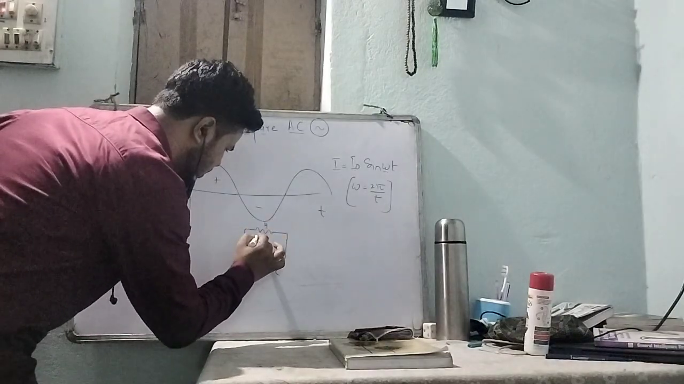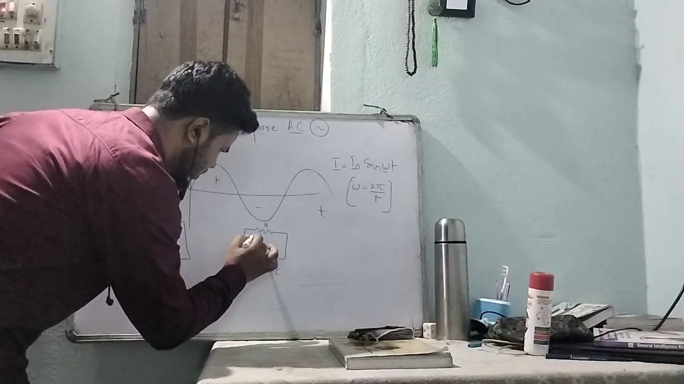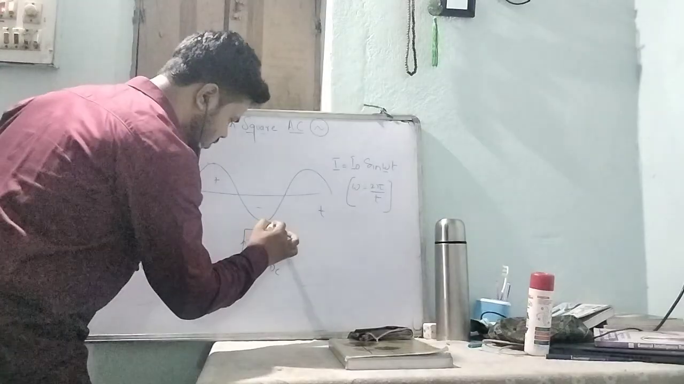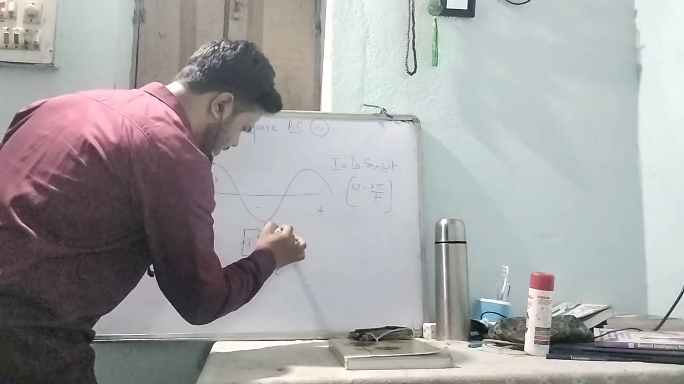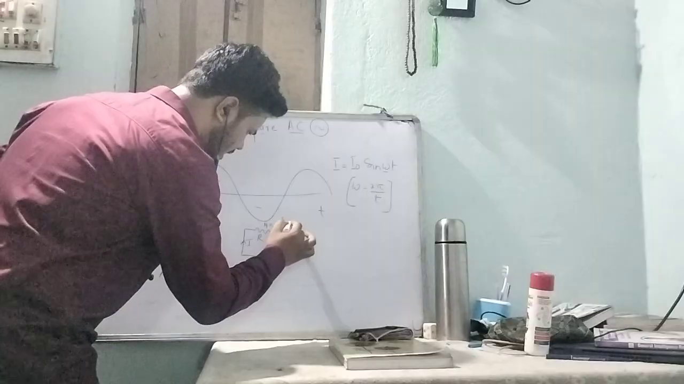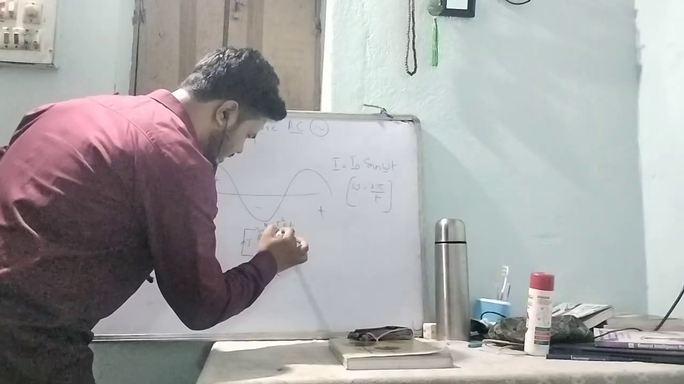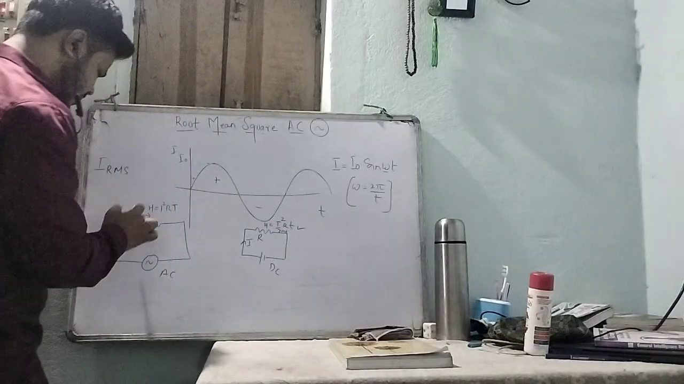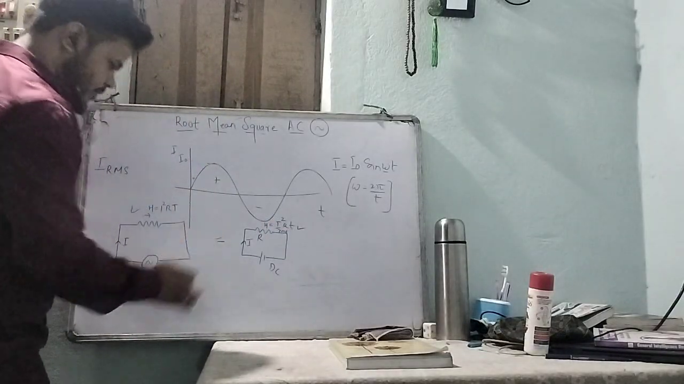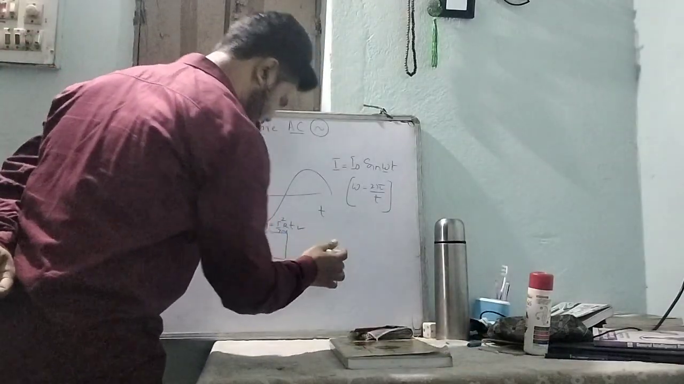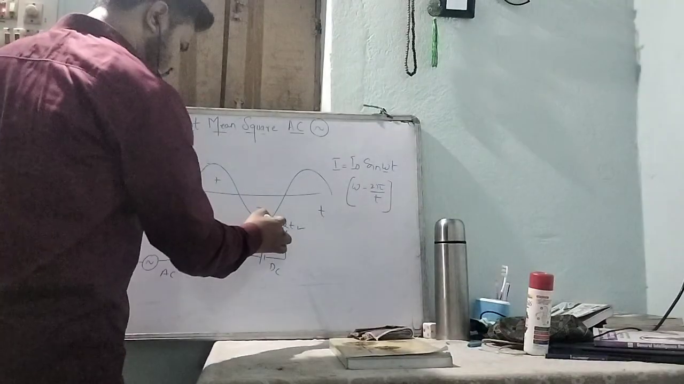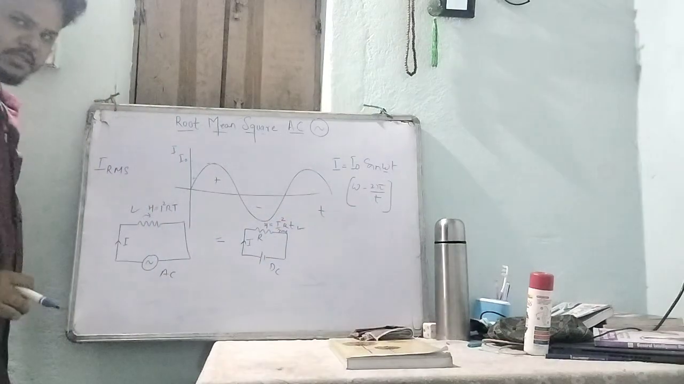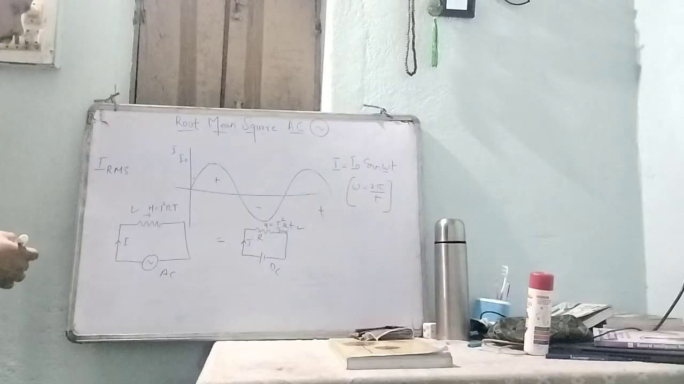Because the current over here is constant, it will produce an amount of heat, let's say equal to I square RT, and I denote this current as I RMS. So the amount of heating produced over here and over here will be equal over a constant time interval. So this amount of current, when it is flowing in an AC circuit, we call the RMS value.